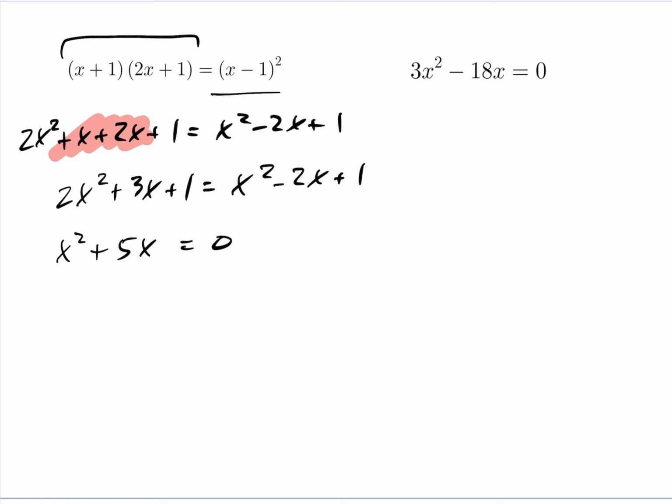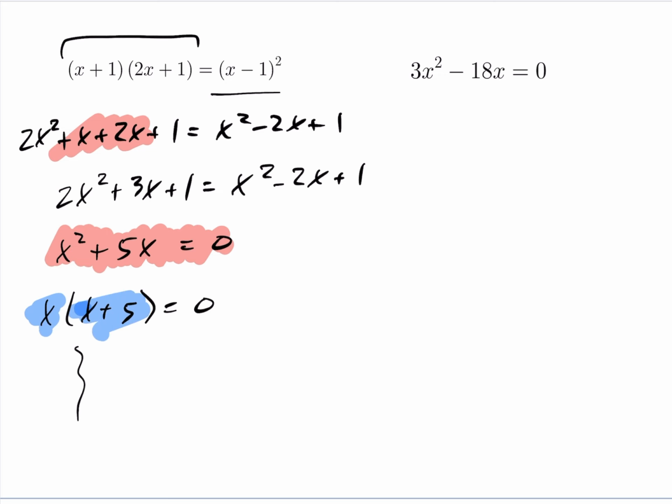Now if I'm going to solve the following expression, the first thing I want to do is see, is there a GCF on this? And there is. I can factor out an x, leaving me with x(x + 5) = 0. And now the only way we can solve this is either x equals 0 or x plus 5 equals 0. Therefore, either x is 0 or x is -5.